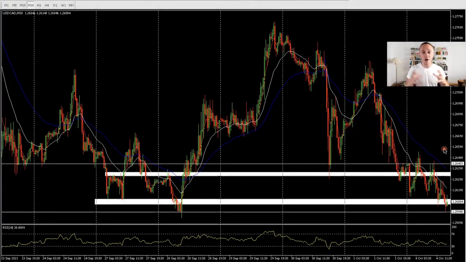So you definitely want to make sure you're pairing all of this together. That way you're not trading the markets blind. That way you have as many tools and resources and as much information at your disposal as possible to help you have a higher chance of getting into a successful trade.